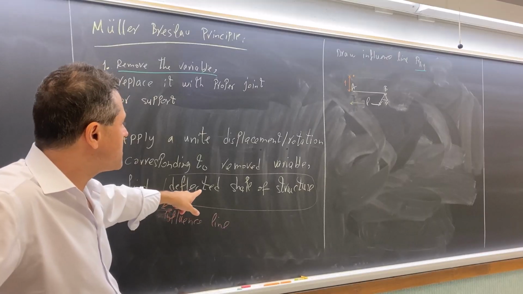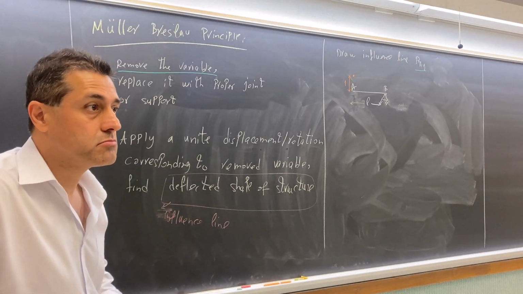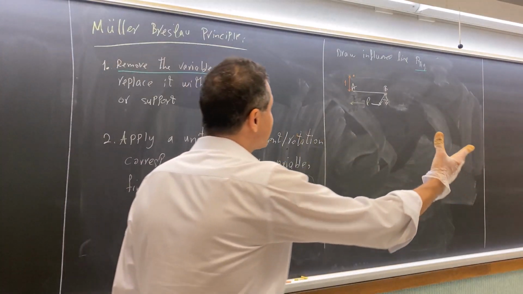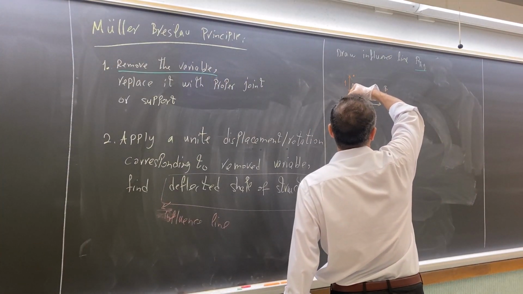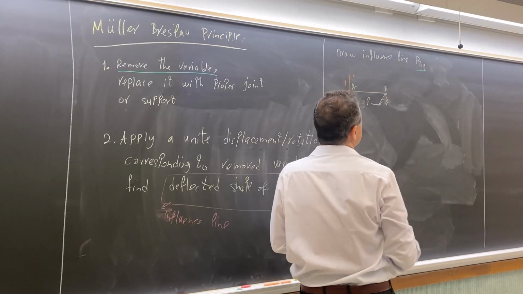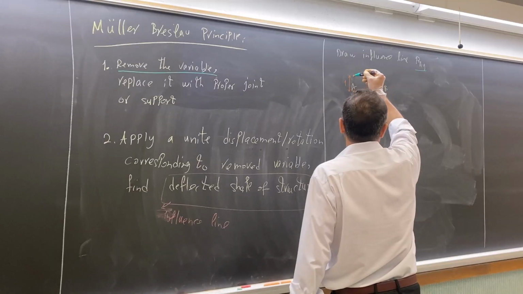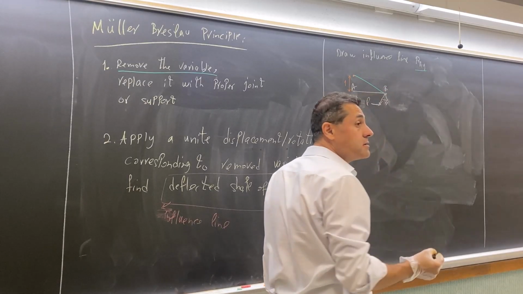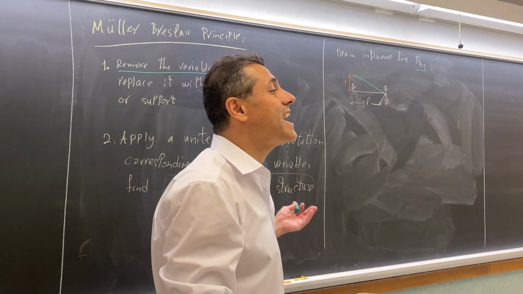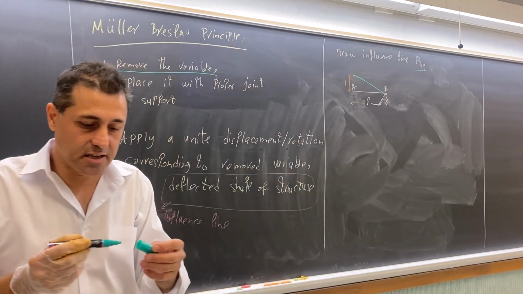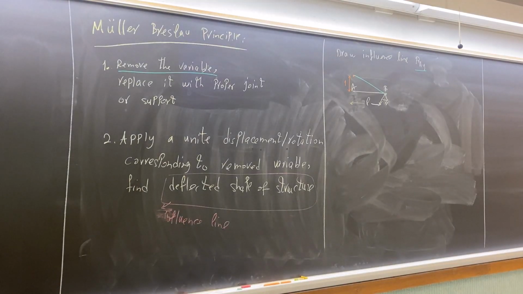Find the deflected shape of the structure. So it means when Alex holds point A with her hand and just lifts it up, the entire structure will be deformed in this way. Do you agree? This is the deflected shape, and that is the answer. So the green color is the influence line. This was the Muller method.